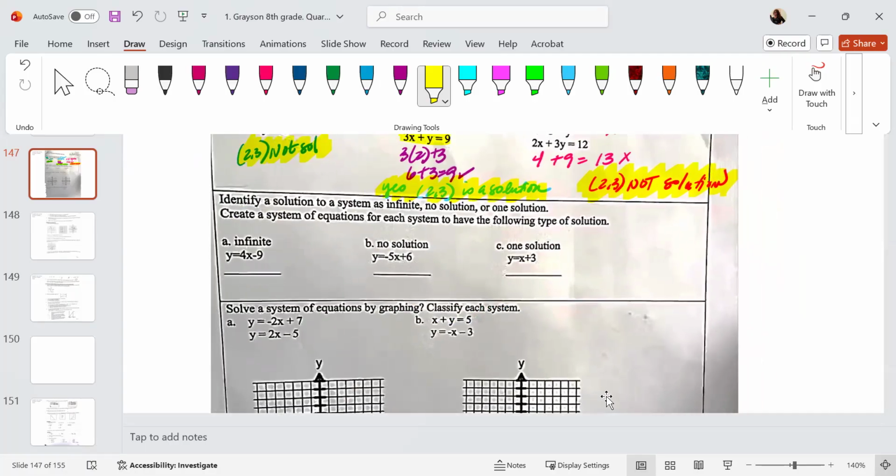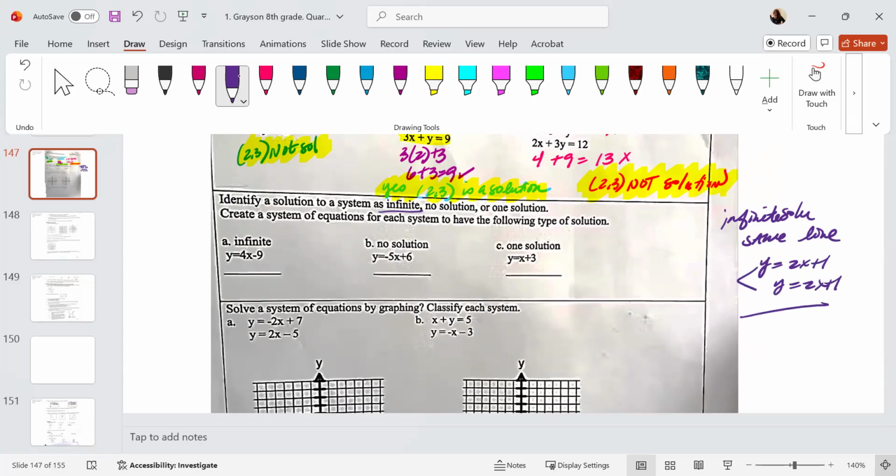Identify a system as having infinite solutions or one solution. Create a system of equations for each system to have the following type of solution. Okay, infinite solution means it has to have the same line. Like y equals 2x plus 1, y equals 2x plus 1. These two have to be exactly the same. Because remember, this is literally like one line lying on top of the other line. Do you remember that? And every single point that they touch together is a solution.